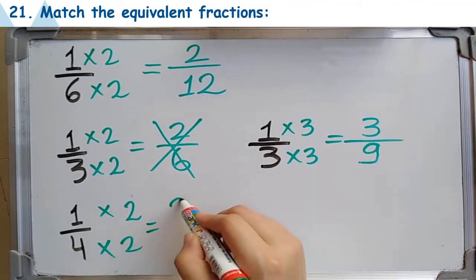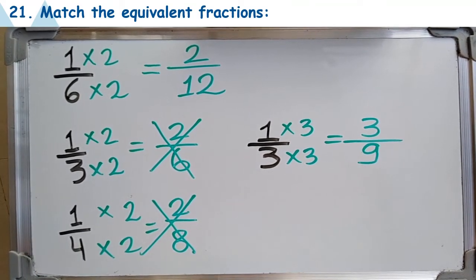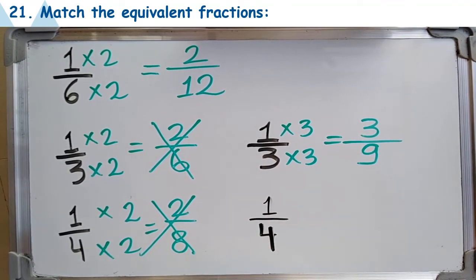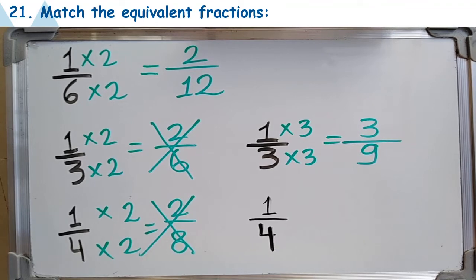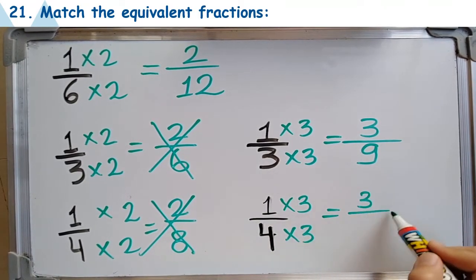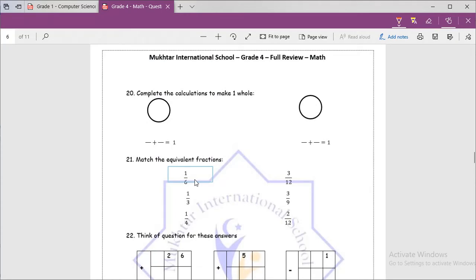For the third fraction, 1 out of 4, again, I will find an equivalent fraction by multiplying by 2, but I don't have it. So I'll try to find an equivalent fraction by multiplying by 3. 1 times 3 is equal to 3, and 4 times 3 is equal to 12. Referring back to our worksheet, I'm going to connect 1 out of 6 to 2 out of 12, 1 out of 3 to 3 out of 9, and 1 out of 4 to 3 out of 12, like that.